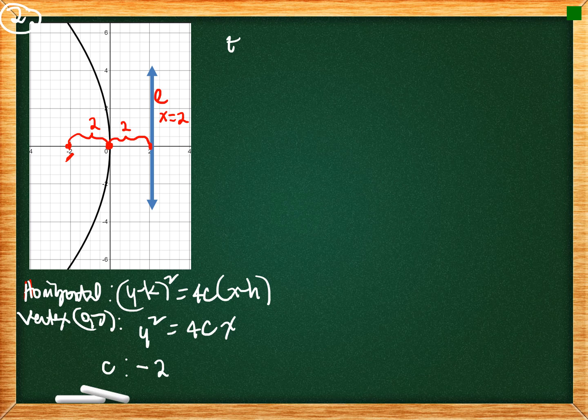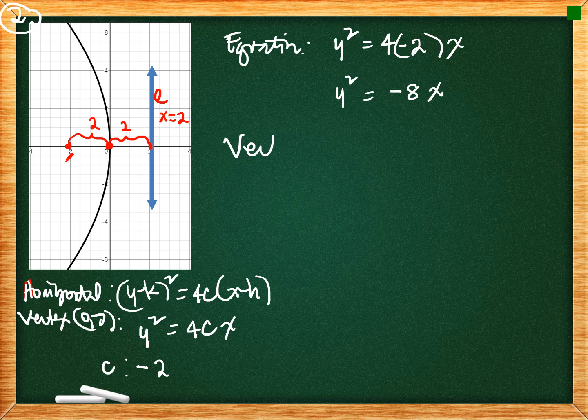So when we write the equation, it would be y squared equal to 4 times negative 2x, and that's equal to y squared equal to negative 8x. Alright, so that's y squared equal to negative 8x. And the vertex, obviously, on the graph, is at (0, 0), and the value of our c is equal to negative 2. And so that's it for item number 2. Let's proceed to item number 3.